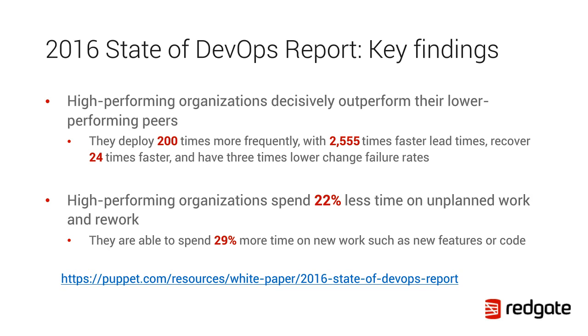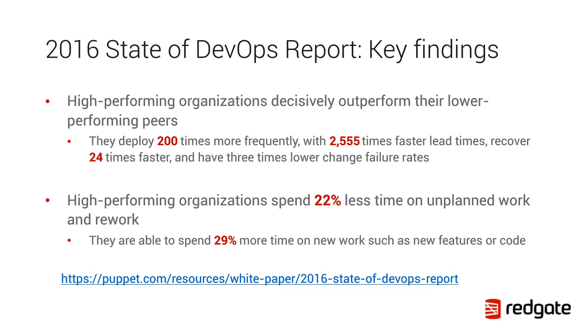Fantastic news. The result of this actually is that those organizations are spending considerably less time on unplanned work and reworking things, and that combined with the generally faster throughput of that software means that there's an awful lot more time that they can spend on new stuff, new work, new features, new code. But again, this is very much the wider scope of DevOps. How does this relate to databases particularly?